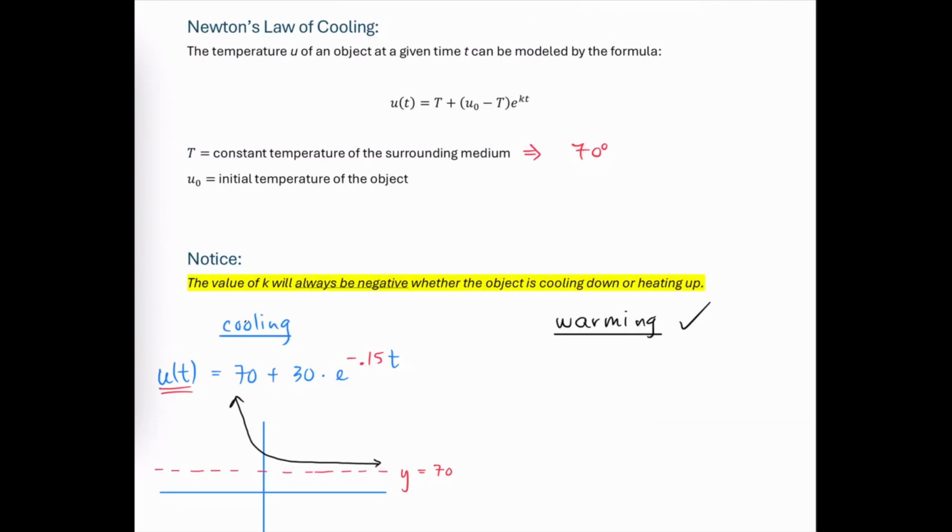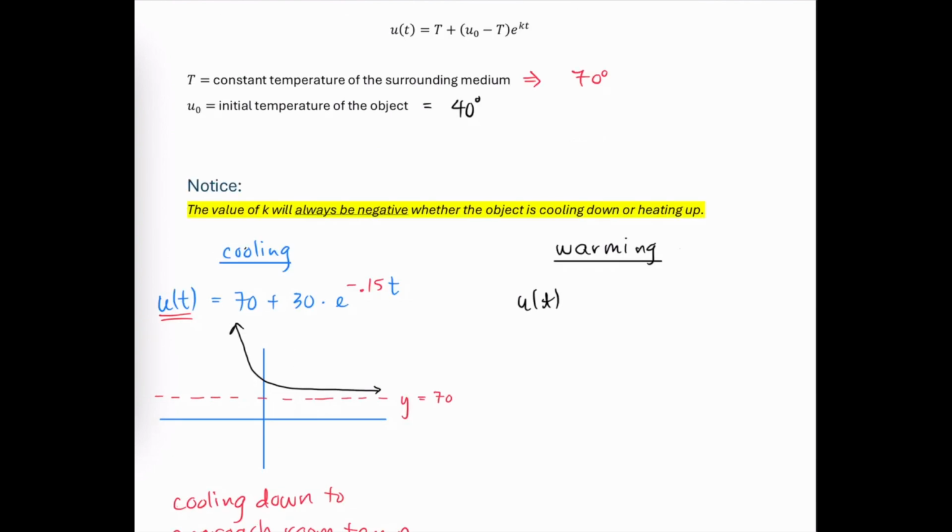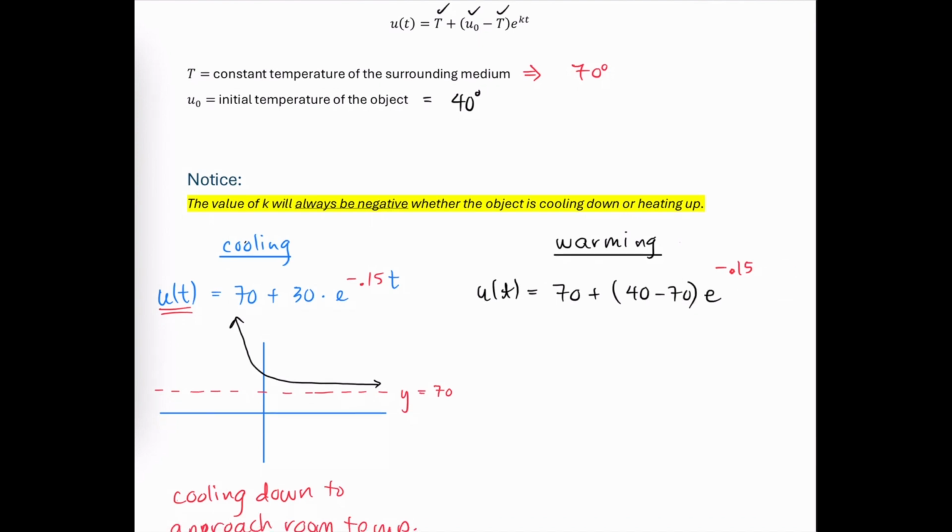Now let's look at the situation where an object would be warming up to the room's temperature, which means that we would bring something cold into this room. So let's say the initial temperature of the object was 40 degrees. In that case, our formula would be 70, which is the room temperature, plus initial temperature minus room temperature, which would be 40 minus 70, times e raised to the, and what we're saying is that this k value would need to be negative, and we're just going to use an arbitrary k here in order to demonstrate our point, and that would be multiplied then by the independent variable.